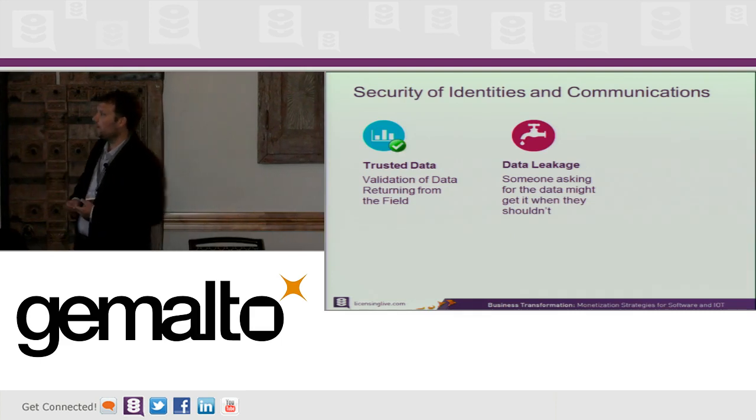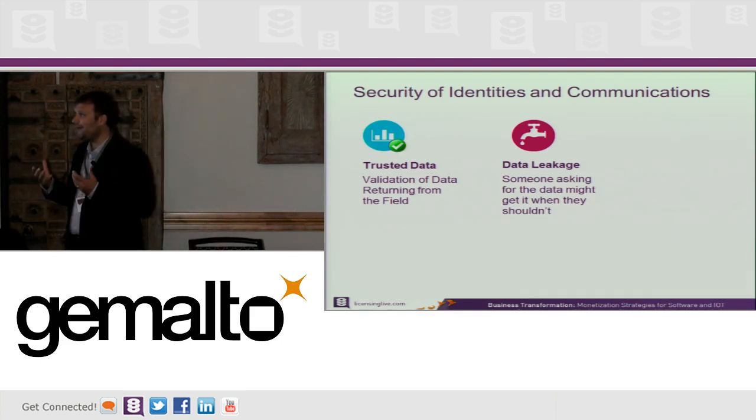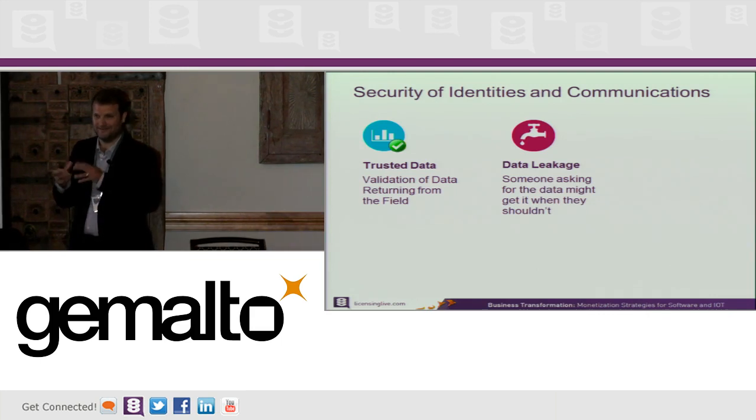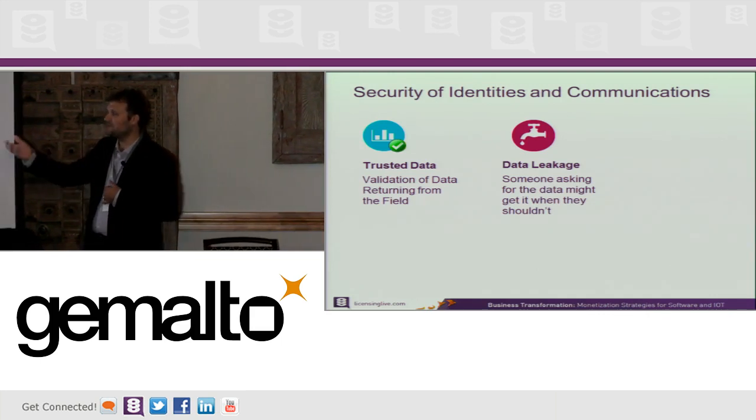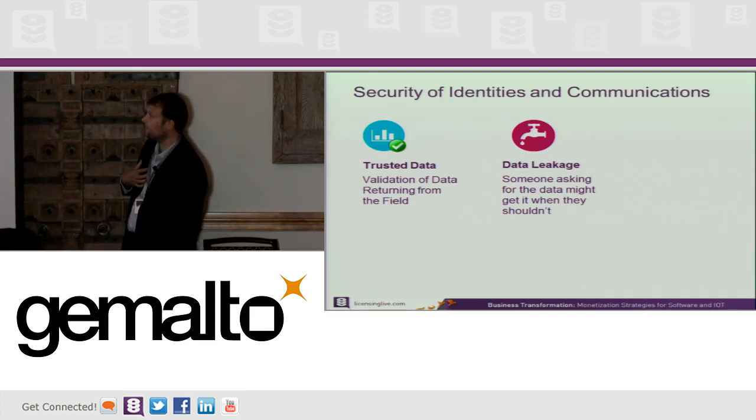The second concern is about data leakage, right? Someone asking for the data who shouldn't get the data, I don't want that. Only I should be the getter, capturer of that data. I don't want somebody who has another device to be able to read data from one device. I'm the only person who should be able to get that data.